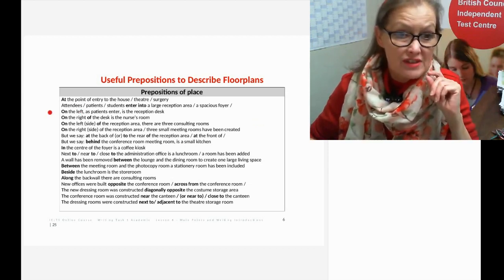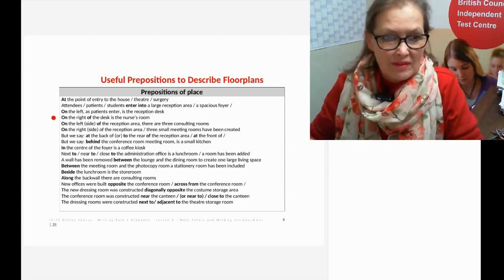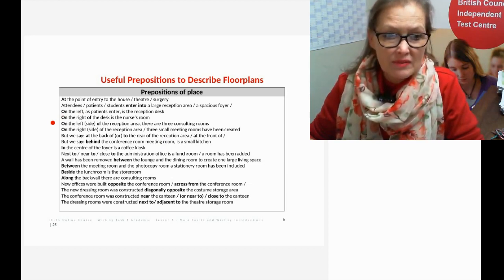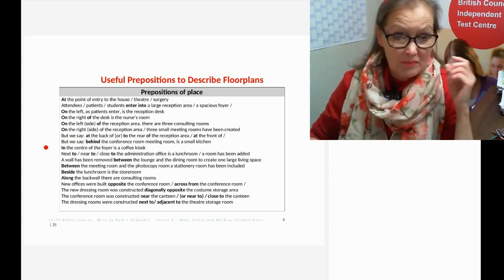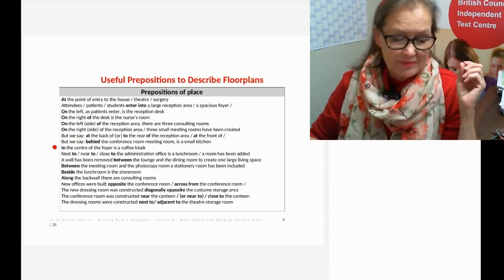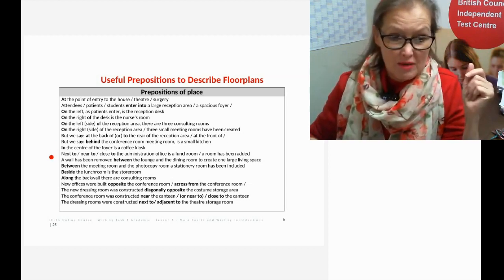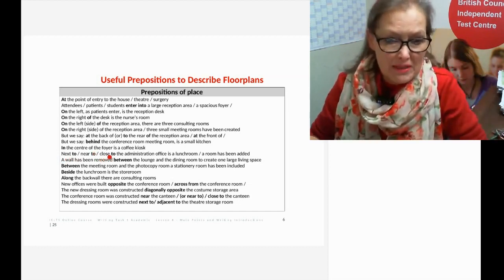We talk about on the left, on the right of the desk, on the left side of the reception area, but we say behind the conference room. So we don't say on behind, we say behind the conference center, for example, is a kitchen. In the center of the cinema foyer is a coffee kiosk, for example. We talk about next to, near to, close to. These all have a very similar meaning.